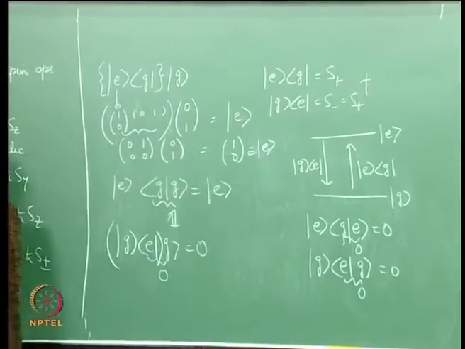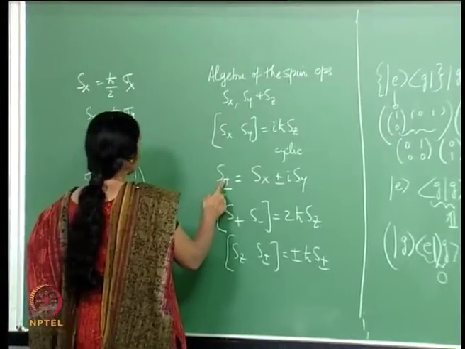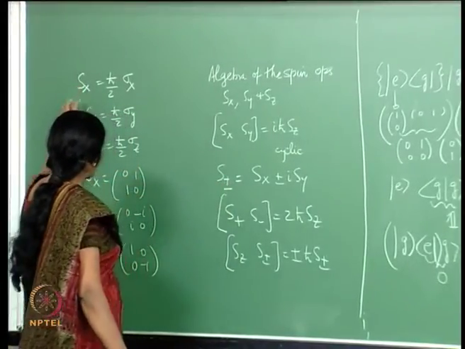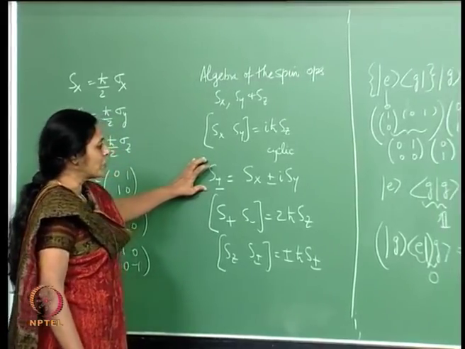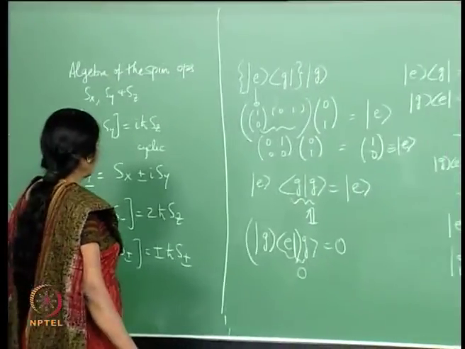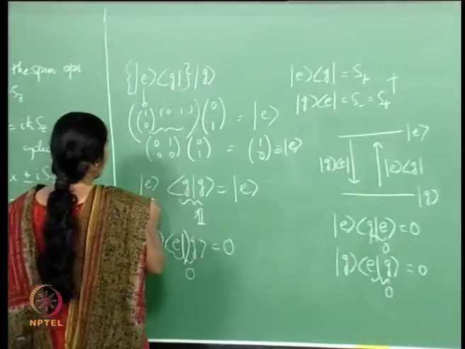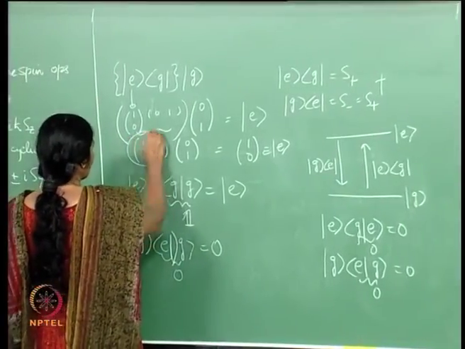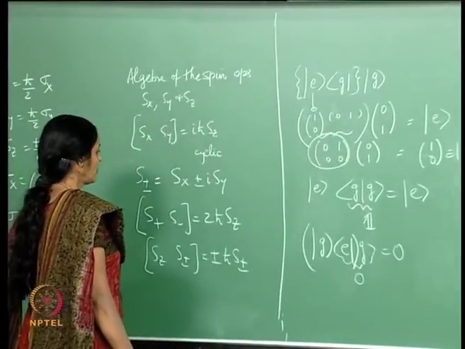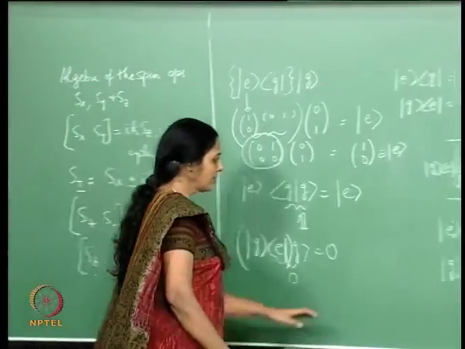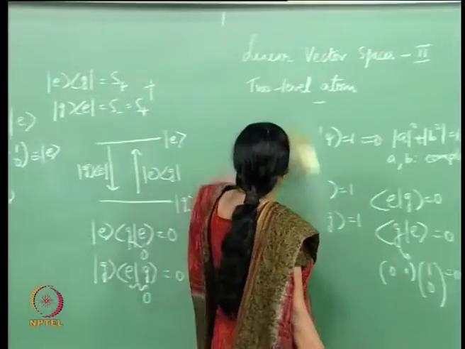If you look at this and you put in the matrices for S plus and Sy and find out the matrix representation of S plus, you will find that the matrix S plus is precisely this, 0 1 0 0. You can do that right away and check out that that is indeed true.